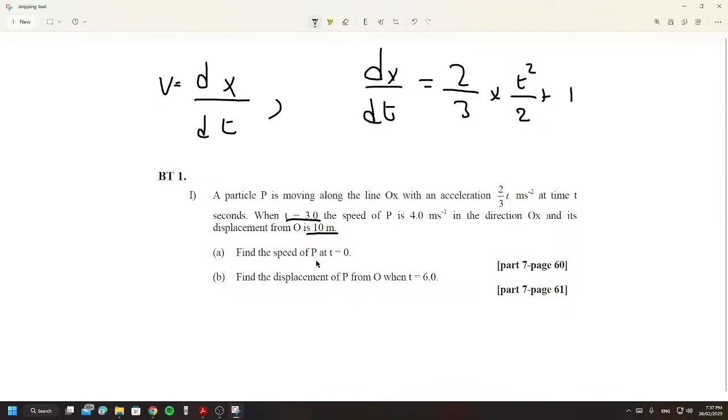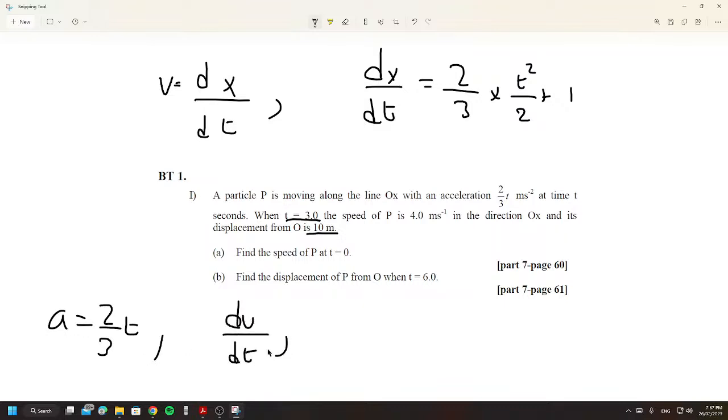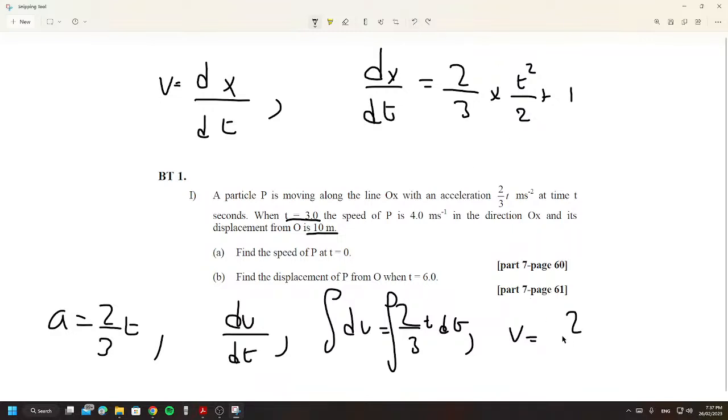Wait, so acceleration was equal to 2 over 3 t, and then acceleration is dv over dt. Therefore, dv is equal to 2 over 3 t dt. Ah, that's where I went wrong. Yeah, I went wrong. Okay, so v is equal to 2 over 3.